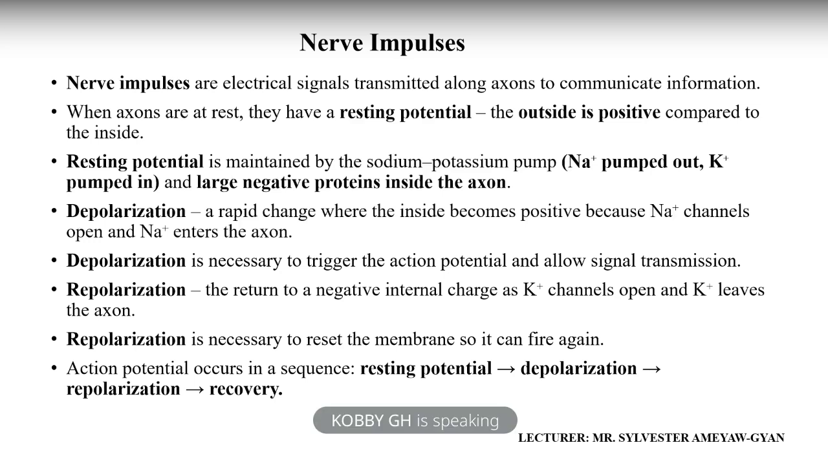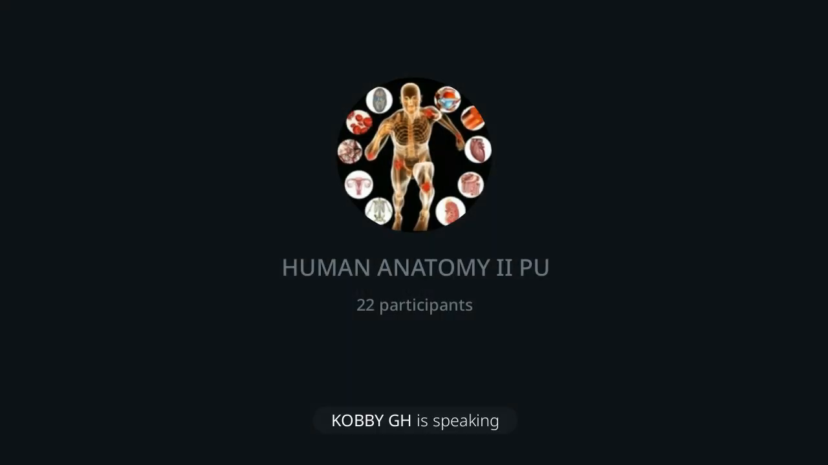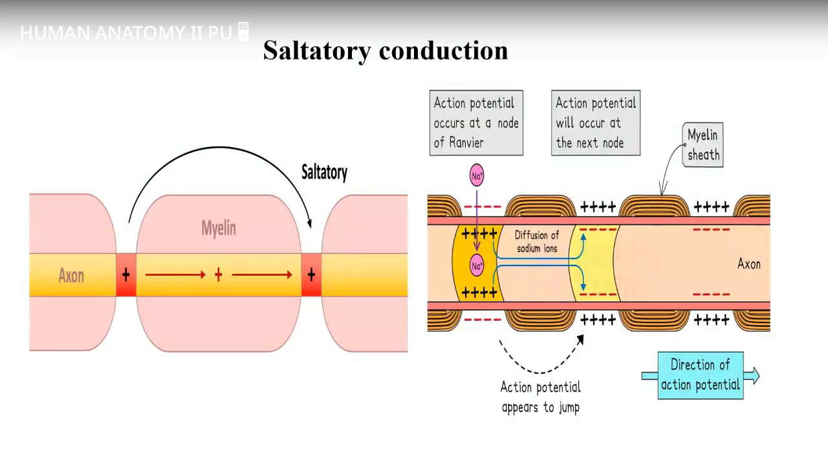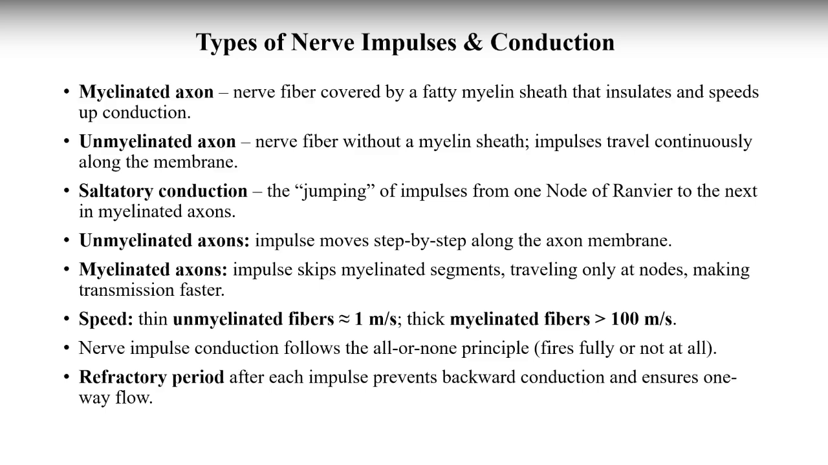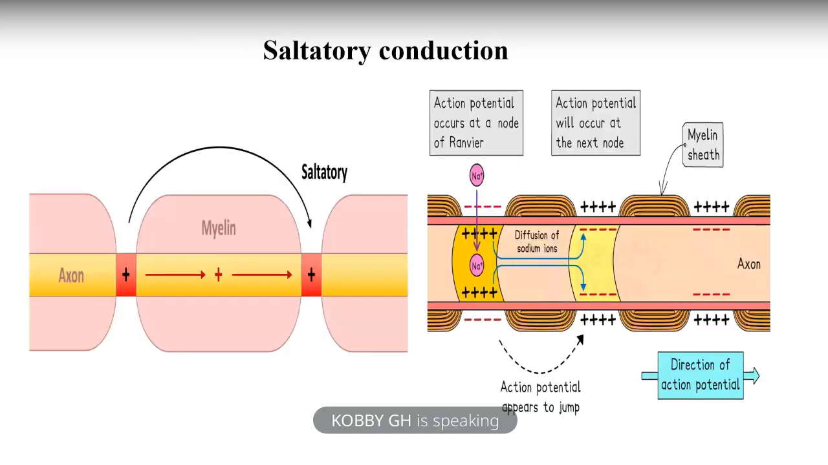Who remembers? We discussed saltatory conduction. What does it mean? All right. With saltatory conduction, we mentioned that if a neuron has a myelin sheath, the membrane potential only takes place at the nodes of Ranvier.